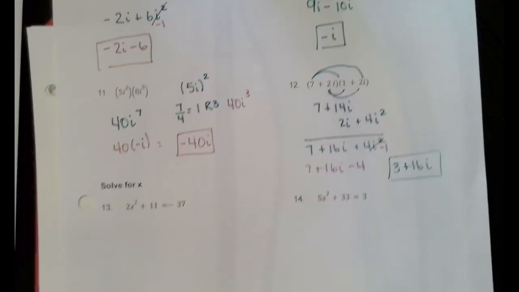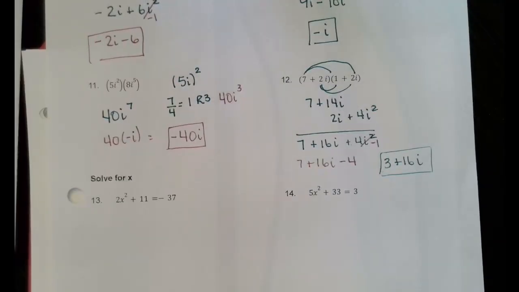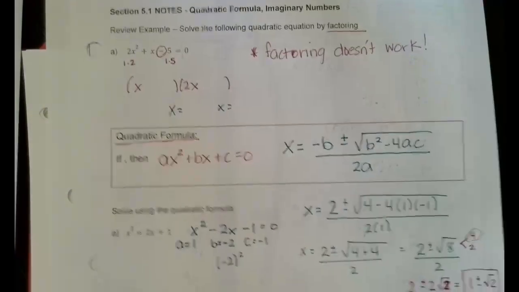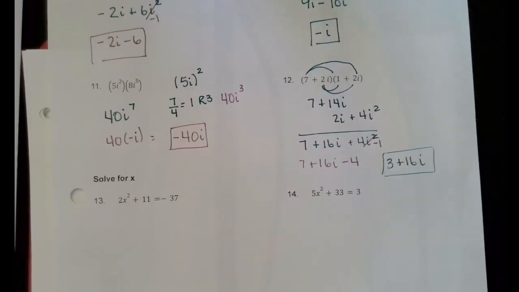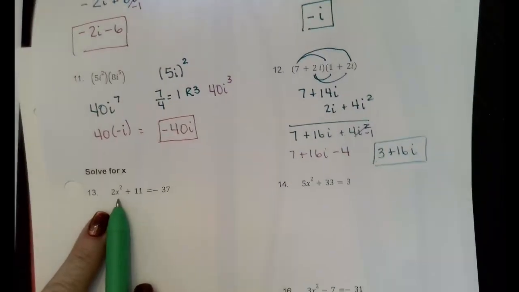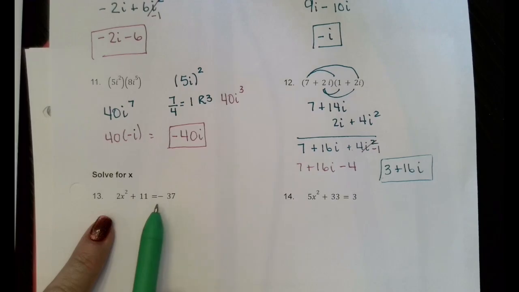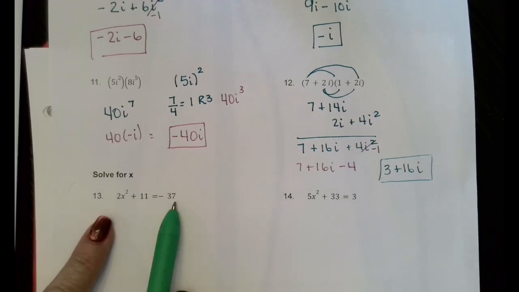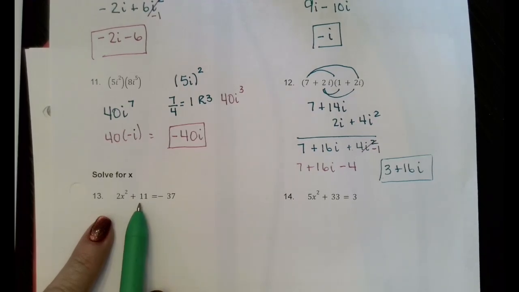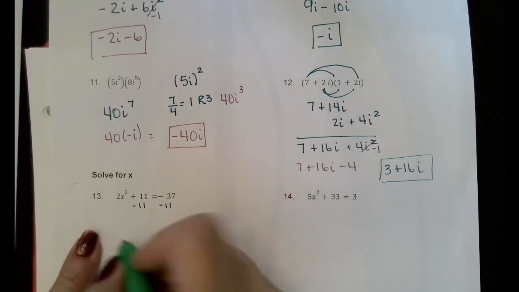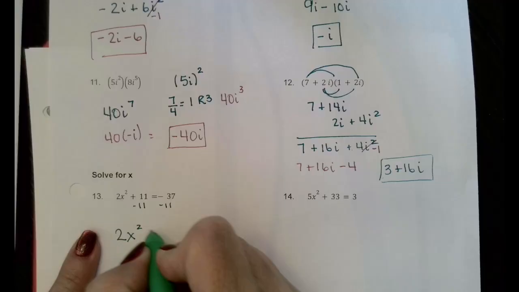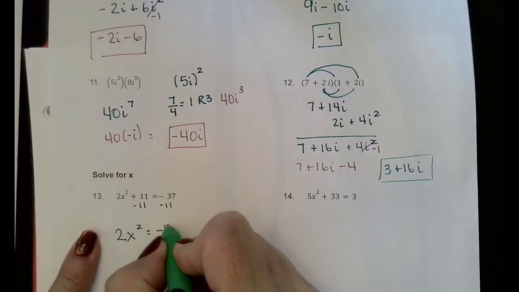Okay, now what we're going to do is we're going to look at another way to solve. So this is kind of another concept. So we said over here at the beginning of the lesson, we can use the quadratic formula to solve if we can't factor. But what you notice on this is I have an x squared term and I have a constant term. Now these constants aren't combined, but I can combine those. So what I'm going to do is I'm going to move this 11 to the other side. So I'm going to subtract 11 from both sides, and I end up with 2x squared equals negative 48.